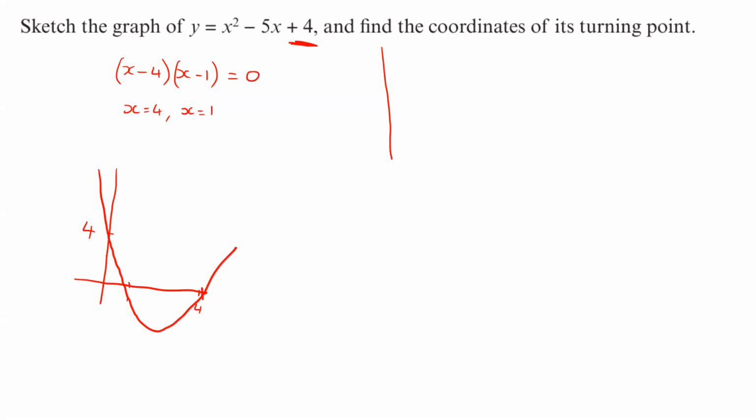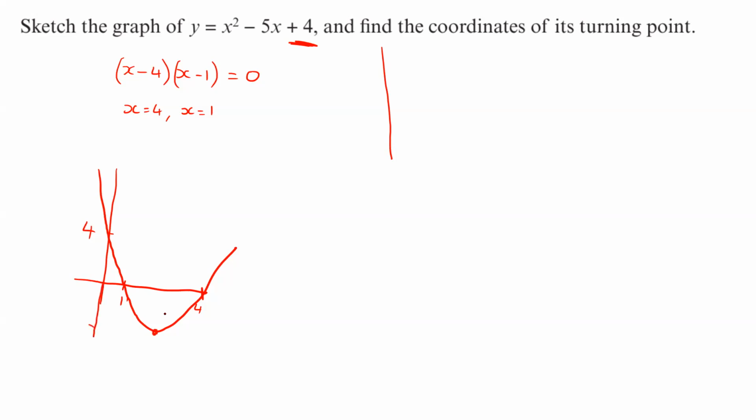And because I've bodged that, I'm just going to update these and pretend like it was fine all along. So this is where I put my 1, and this is where my 4 was. Perfect. All I need to do now is find that minimum point.